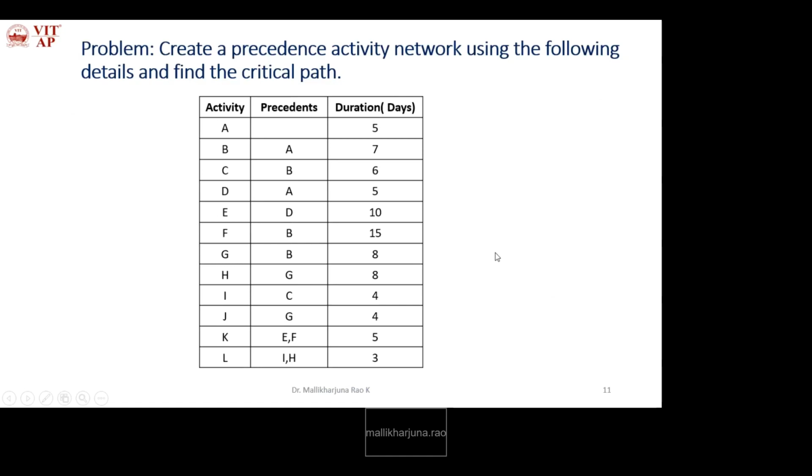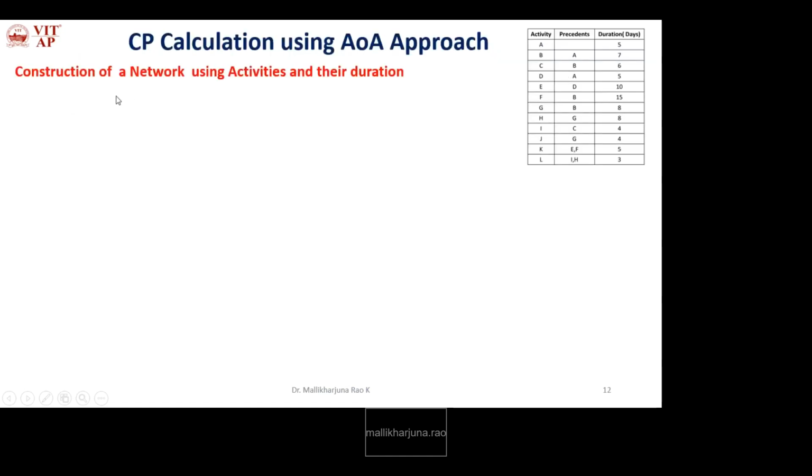Okay, so we'll see how to solve this problem. Construction of the network using activities and their durations. We'll start with the first activity. What is the first activity? A. Representing the first activity, every activity requires a start event and an end event. For activity A, the start event is 1 and its end event is 2.